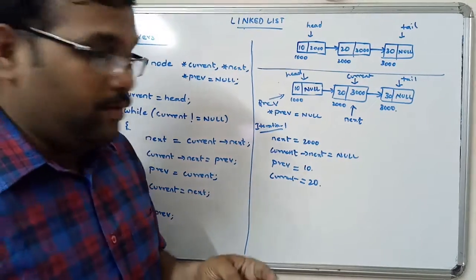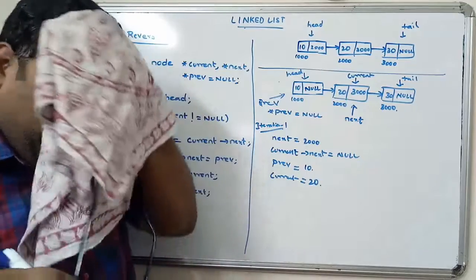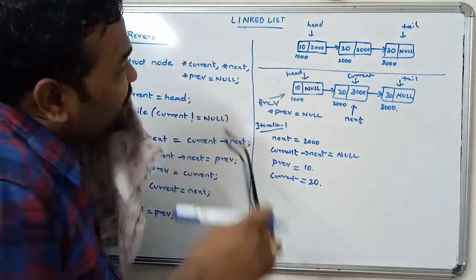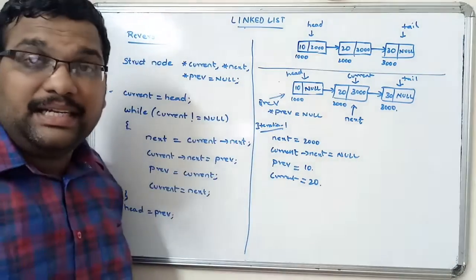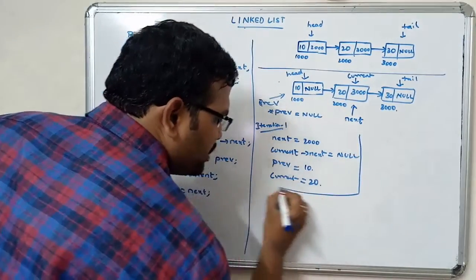Right. Now we'll go with the second iteration. First we have to check the condition, and then we have to enter into the loop if the condition is true. So this is about the first iteration.